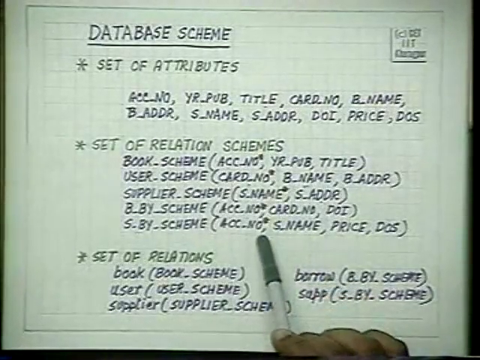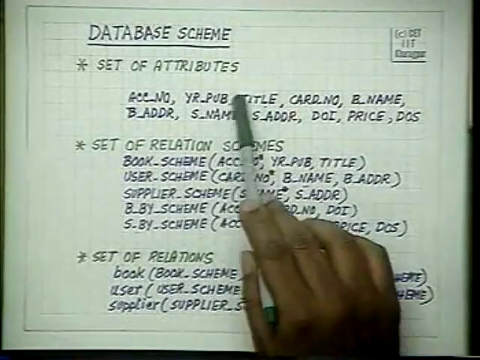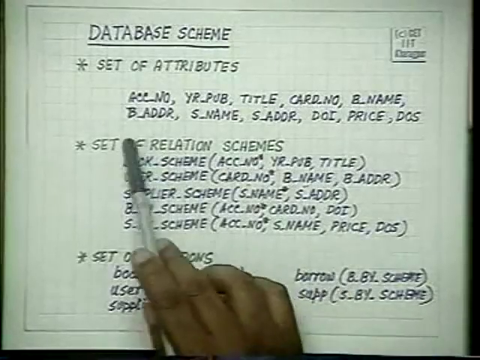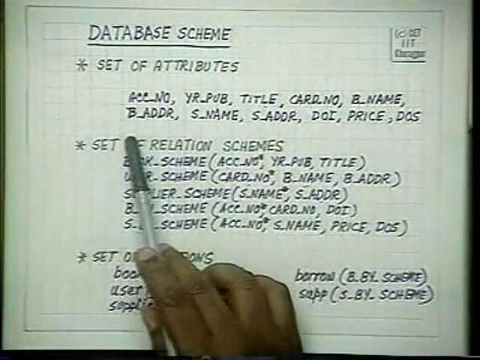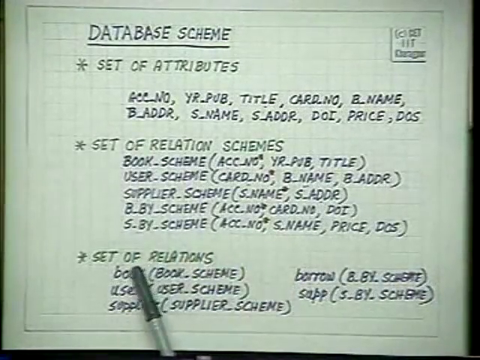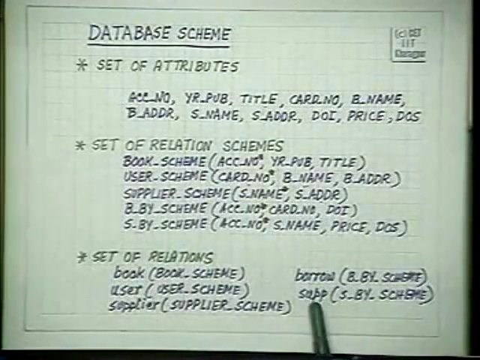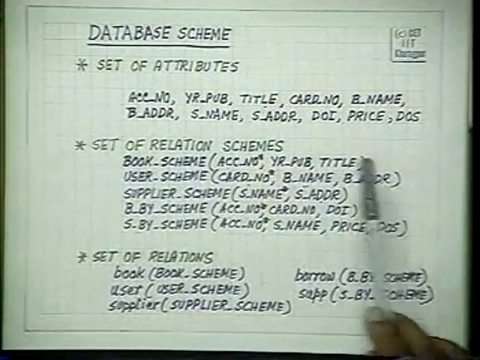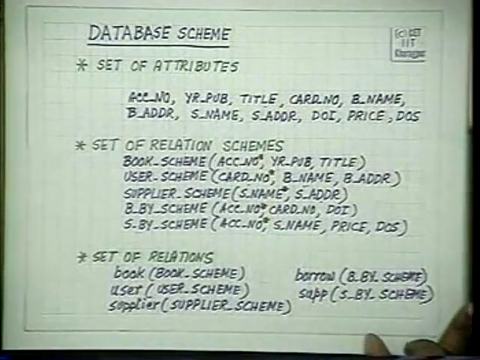This is like the type declaration. This is the type declaration of the attributes. This is the type declaration of the relations, which we call relation schemes, and this is the actual declaration of all the relations. So we shall use this example while we do our work.